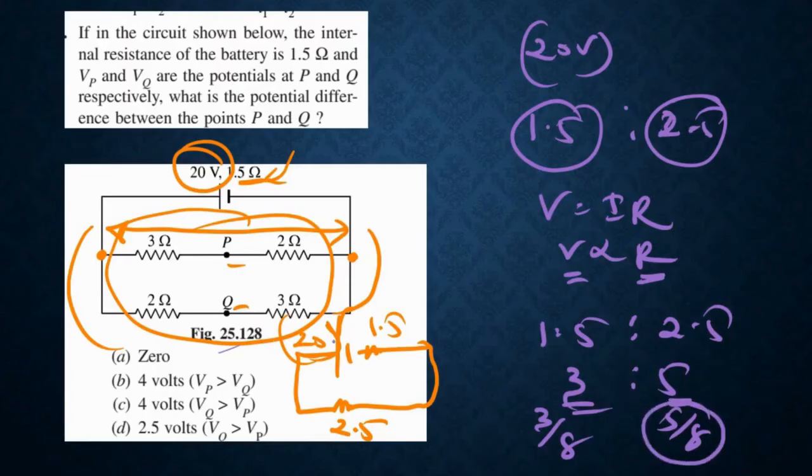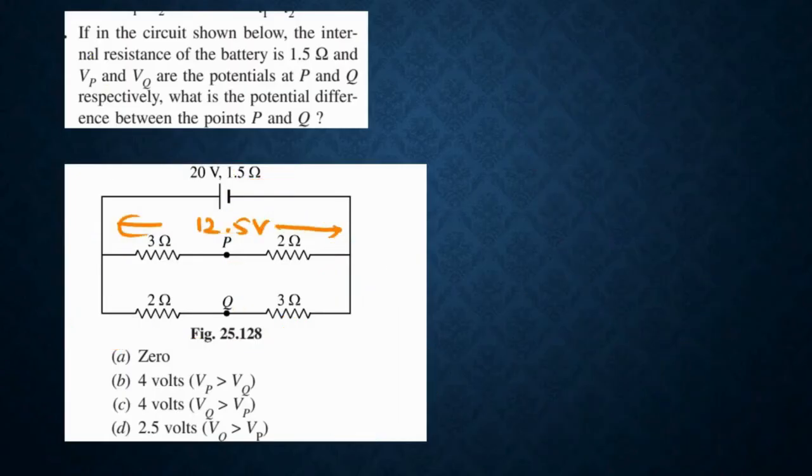I only need the potential across 2.5, which is 5 over 8. That I have to multiply by 20. So 20 into 5, that's 100 divided by 8, which is 12.5 volt. So we have a potential of 12.5 across here. Now we have the potential difference 12.5 here.